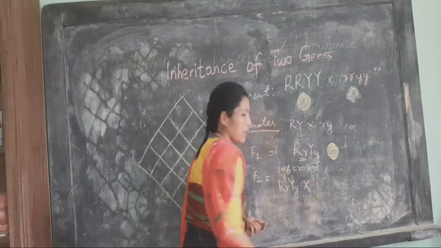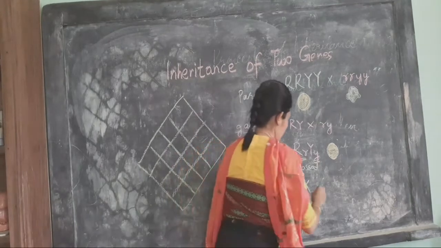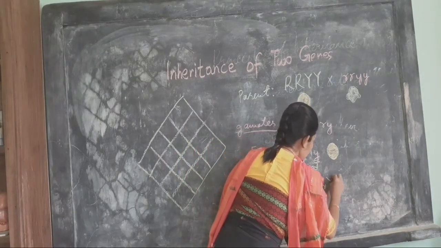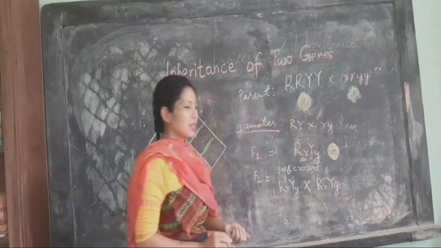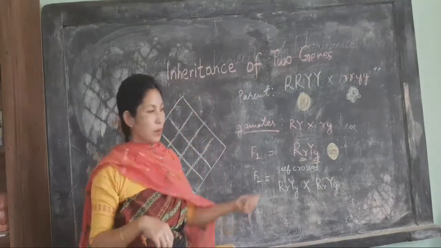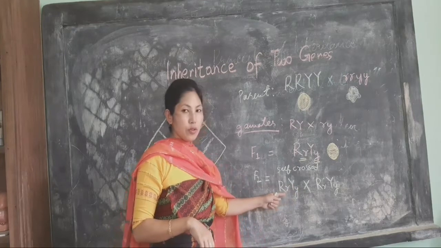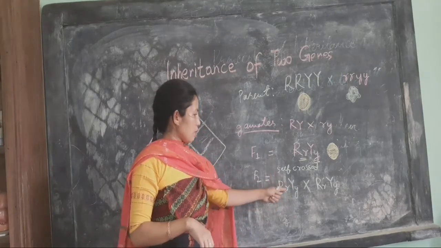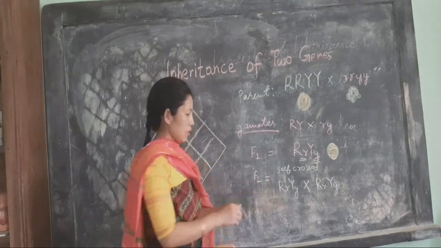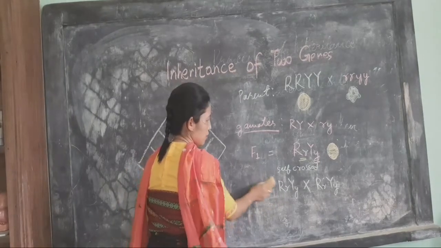This is one of the parents. And capital R, small r, capital Y, small y, this will be the second parent. Yes or no? By self-crossing they are the same. So these will be the F1 parents for the F2 generation. The F2 generation we have not received yet.